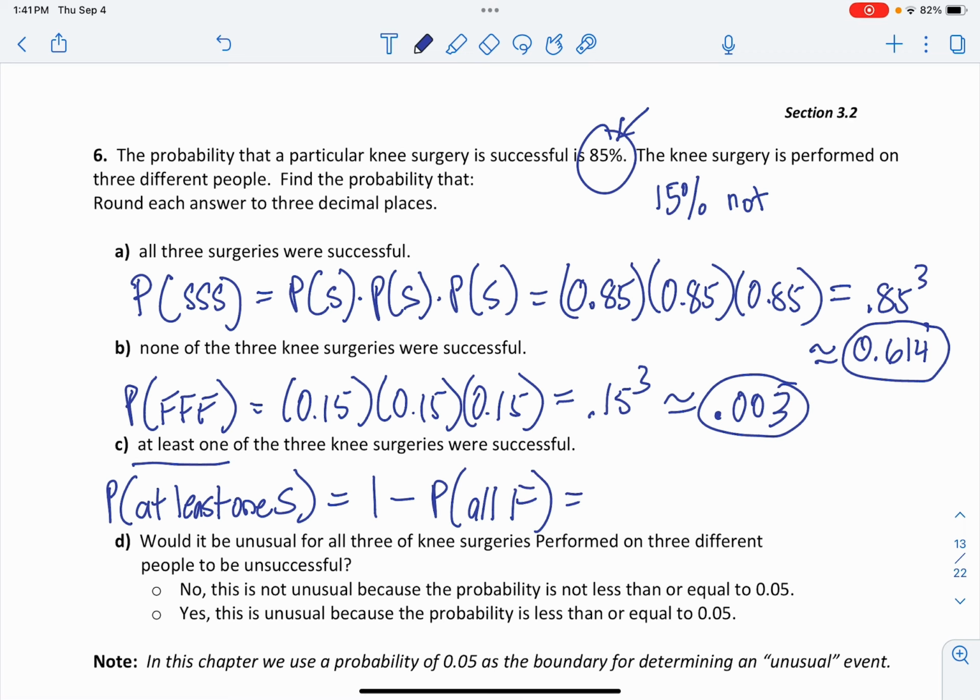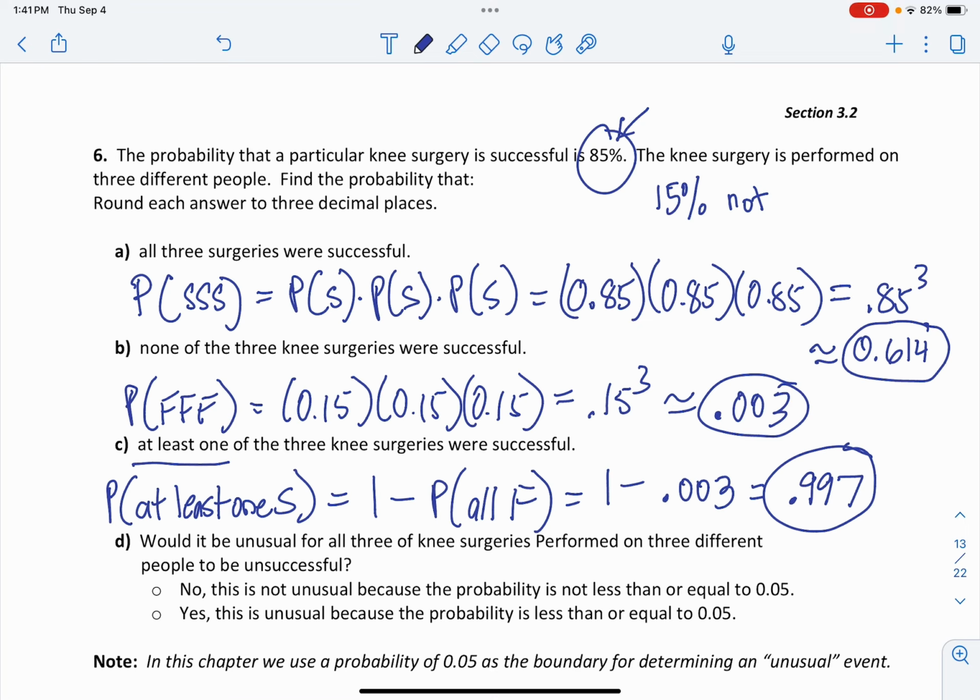Right? Because at least 1 success, that will be either 1 success or 2 successes or 3 successes. And the only scenario that doesn't fit that is just all fails. So if I find the probability of all fails, I know I've found the opposite of the answer, and then I can subtract from 1 to get the answer. So this is going to be 1 minus, and I already found that in part B. So this is going to be 0.997. And there you go. Okay.